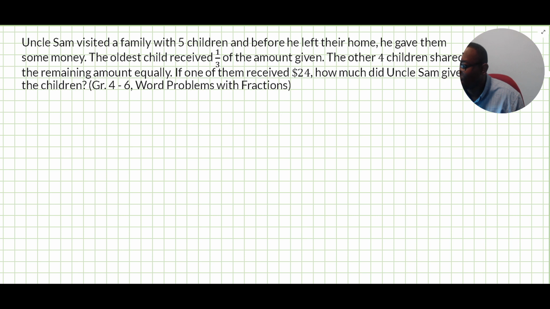So Uncle Sam visited a family of 5 children. There are 5 children in the family, and he gave them some money, but the oldest child received 1/3 of the amount given. The other 4 children shared the remaining amount equally. So let's see what that means. So Uncle Sam gave some money, and we're looking at fractions. Remember that a whole fraction is 1. So 1 means the total quantity that was given is 1. The oldest child received 1/3 of the amount given, and the 4 children received the remaining. They shared the remaining amount equally.